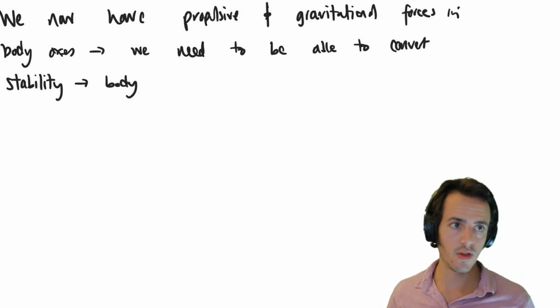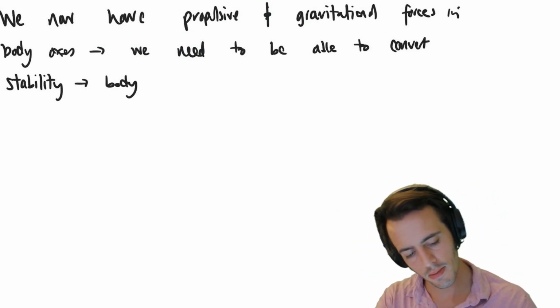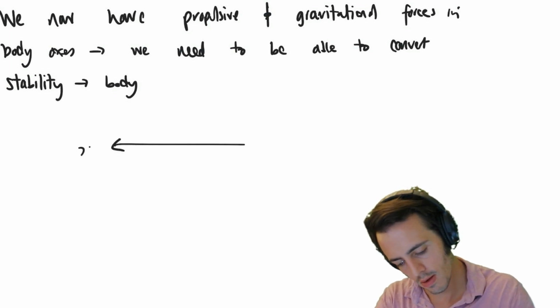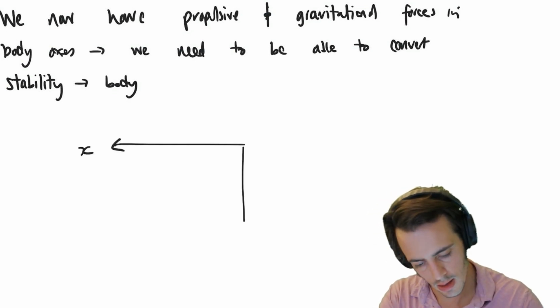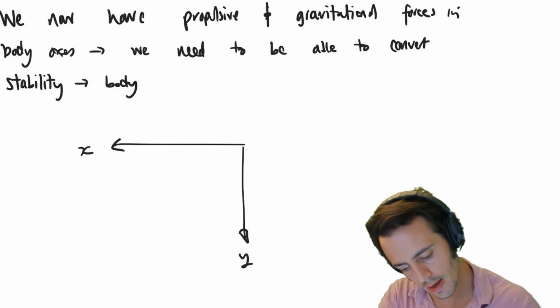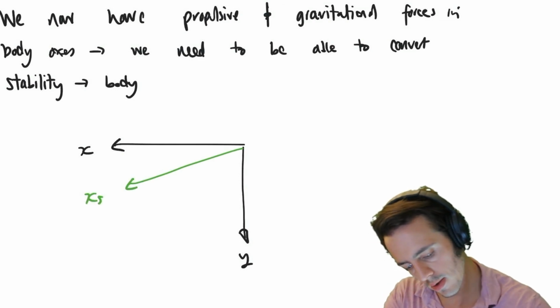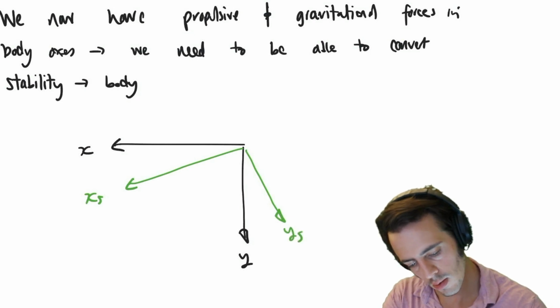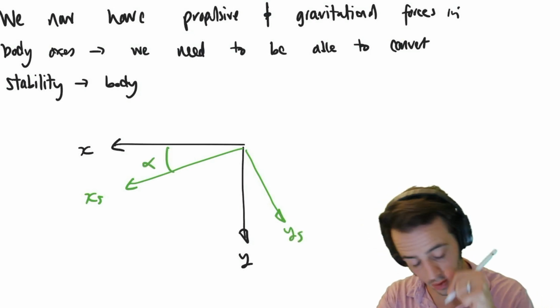So we now need to convert from stability to body. So let's just remember our definition of these axes. We've got X here, Y here, and let's draw XS, YS, and this is rotated through angle alpha.